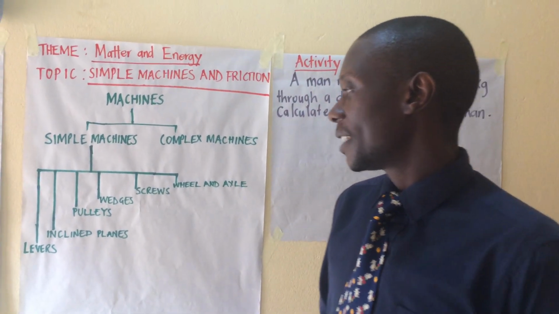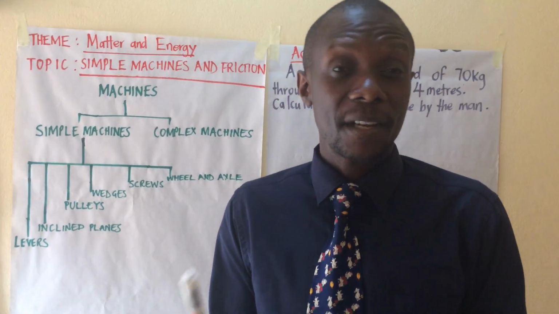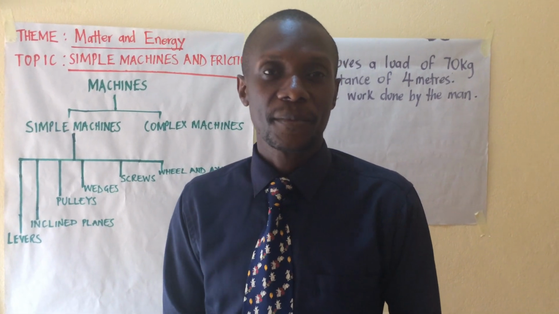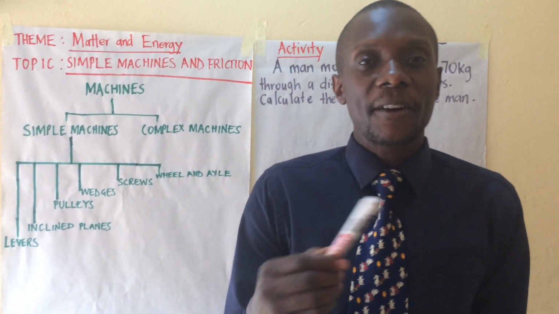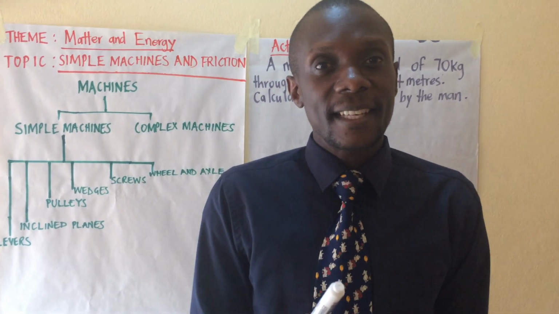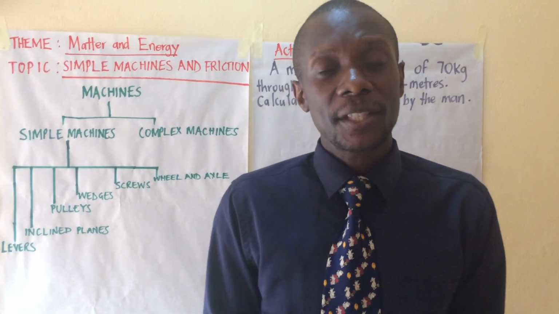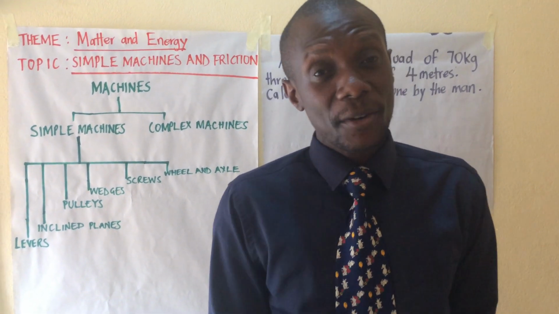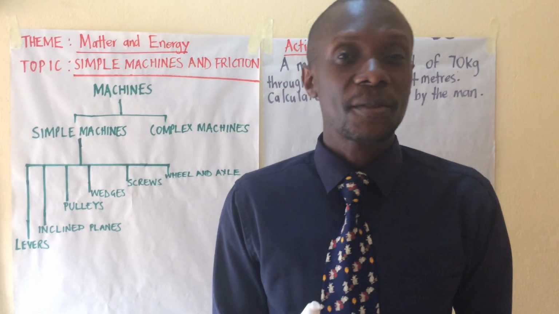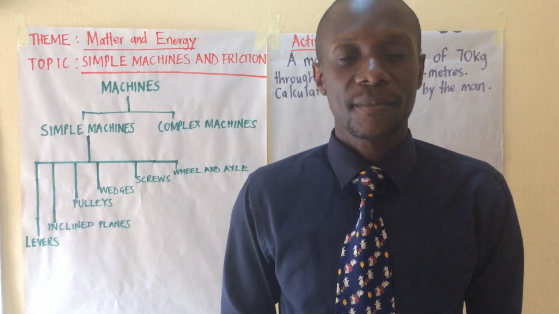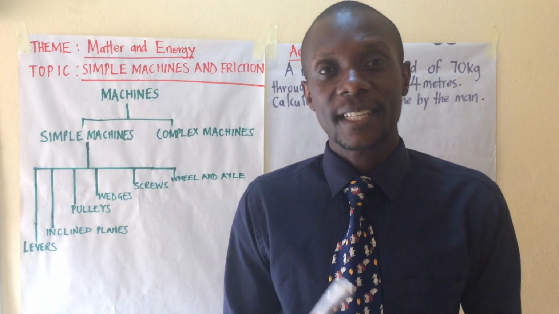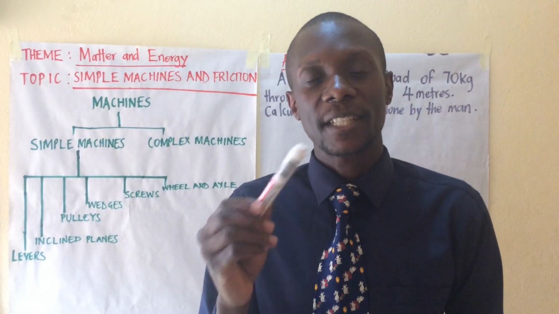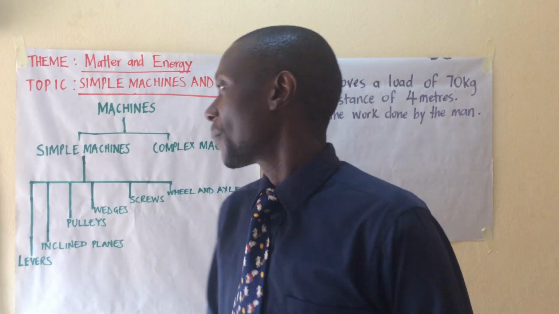Other terms we need to be acquainted with is, let's say, velocity ratio. You need to write down those terms. Velocity ratio is the ratio of the distance moved by the effort to the distance moved by the load. VR, velocity ratio, is equal to effort distance divided by load distance. VR is equal to ED over LD.